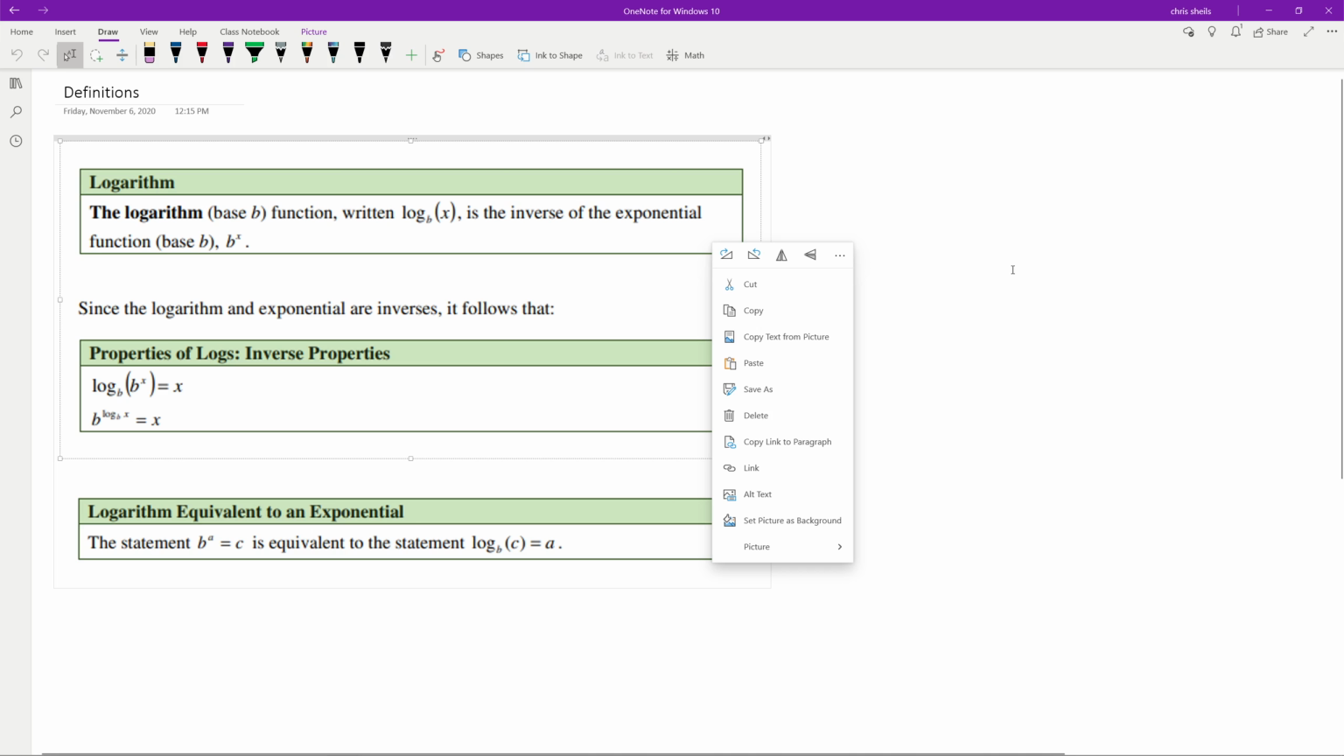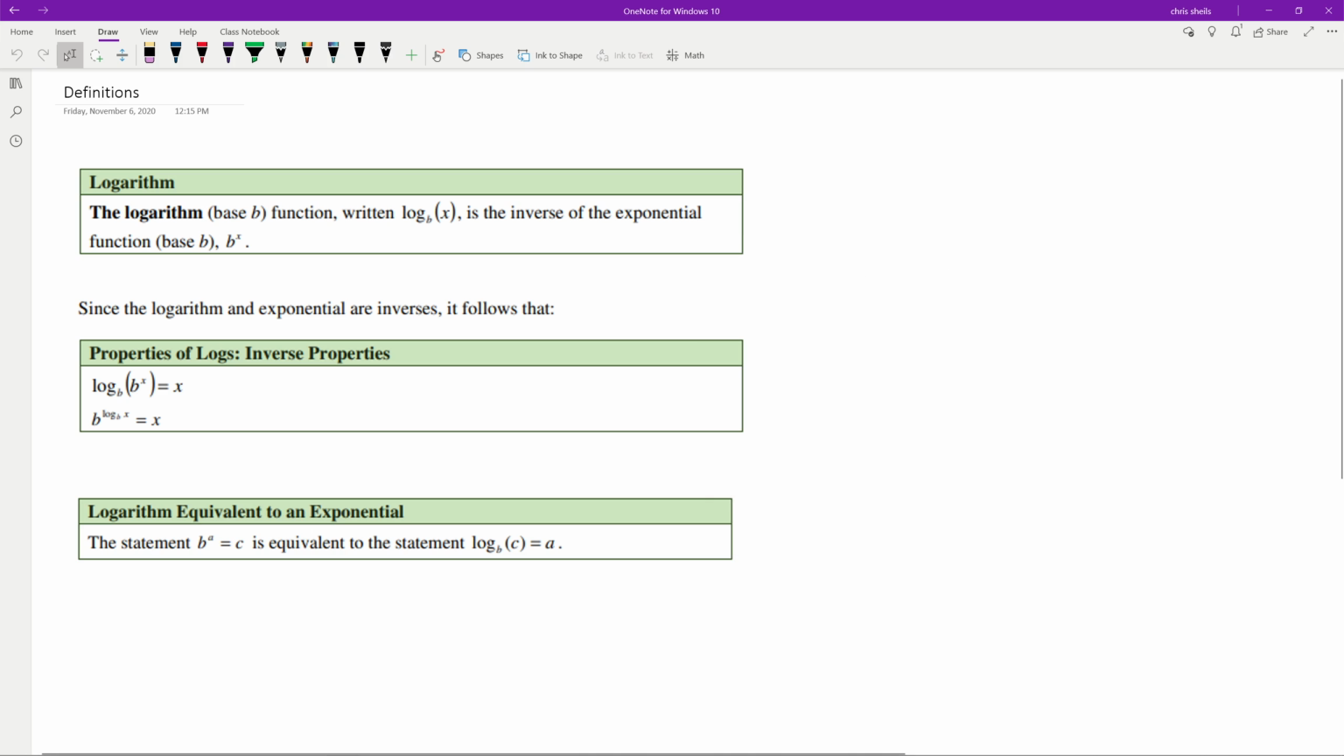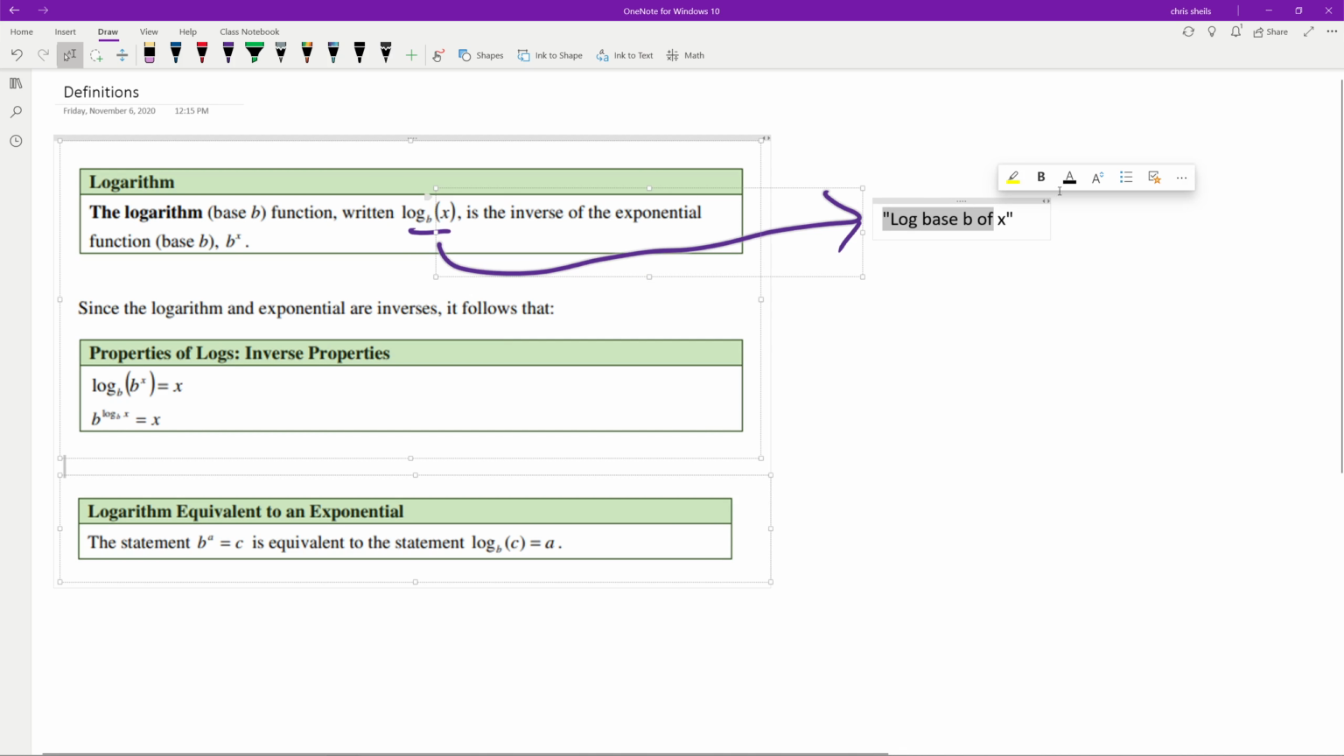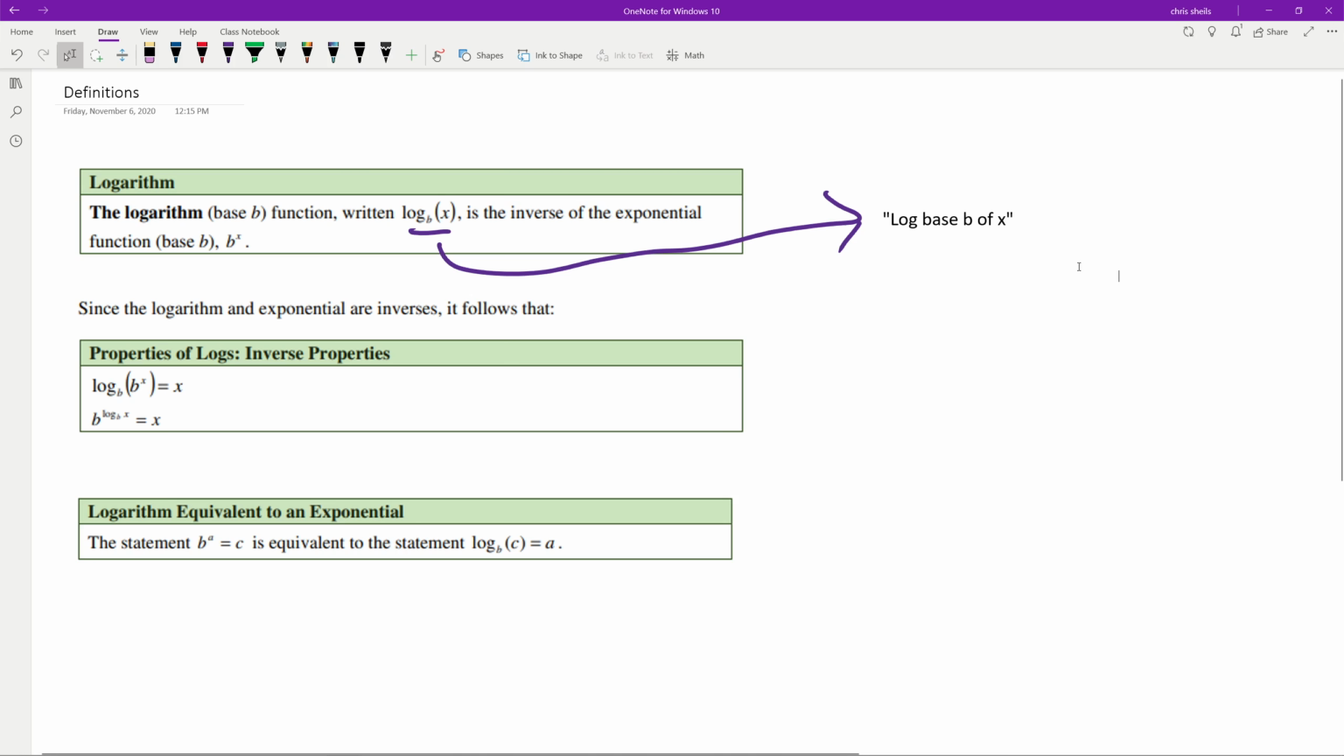So we have a few definitions here. The logarithm base b function, written log base b of x, right? Let me type this out here. This is read as log base b of x. This is the inverse of the exponential function b to the x power.